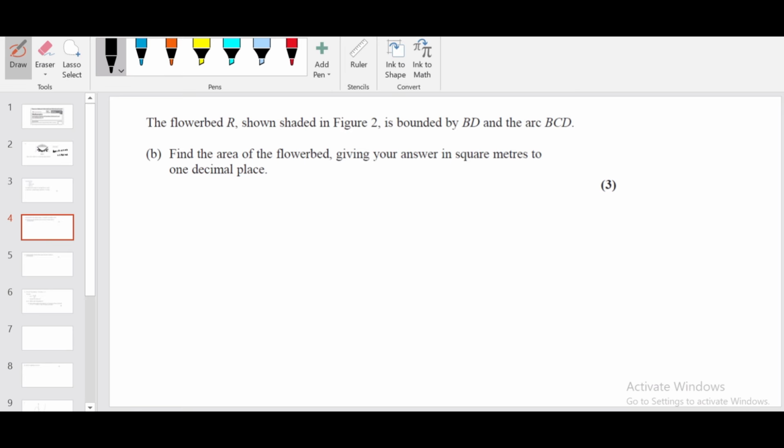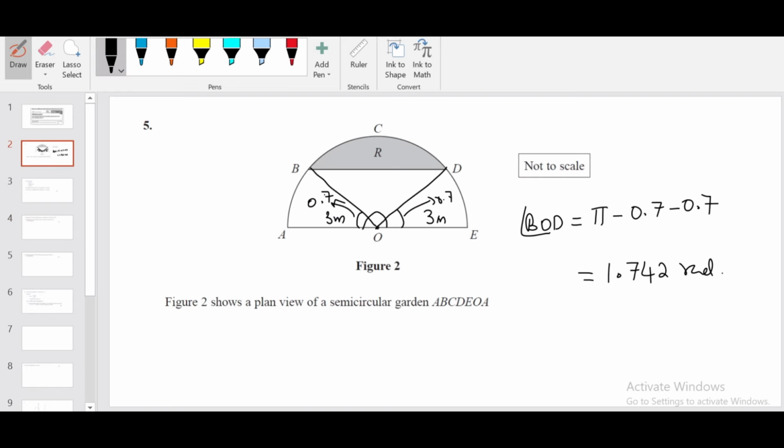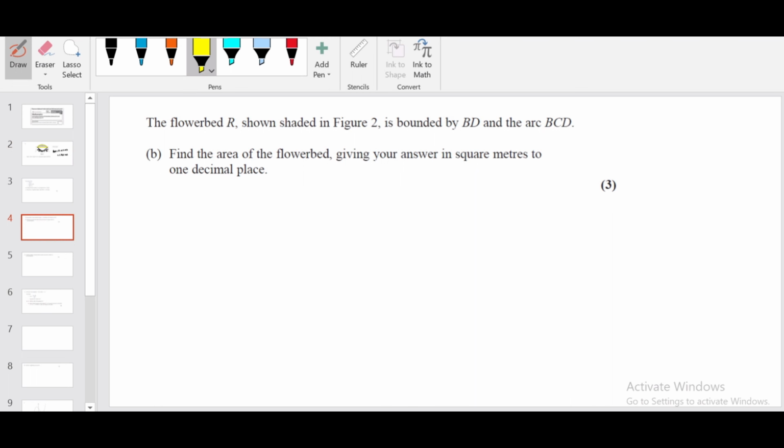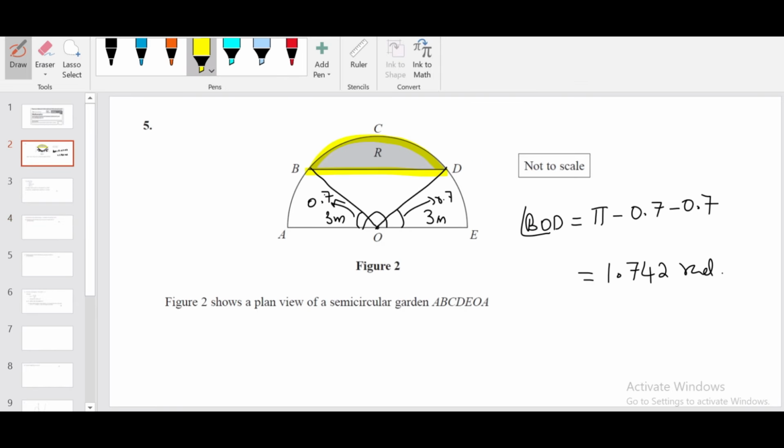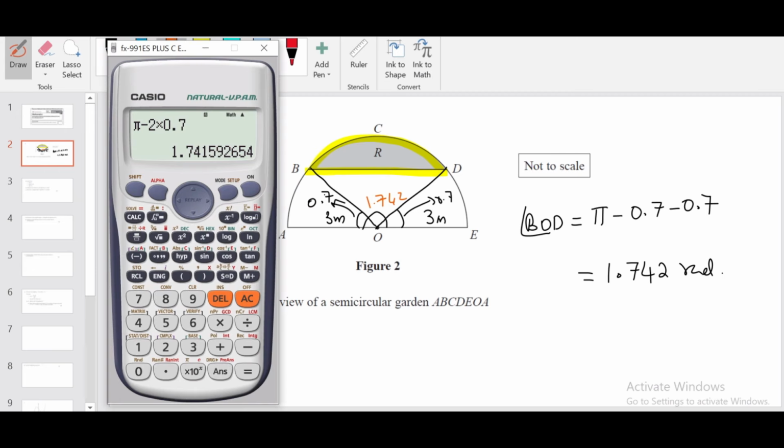The flower bed R shown shaded in figure 2 is bounded by BD and BCD. They are talking about this, BD and BCD. Find the area of the flower bed, giving your answer in square meters. They want us to find this shaded area. We know this angle now, 1.742, but the actual value I'm going to store as A.